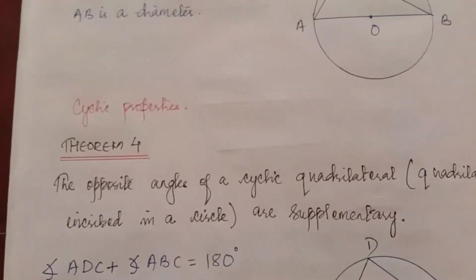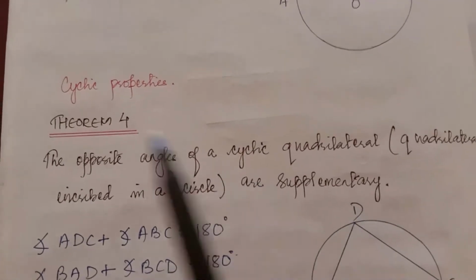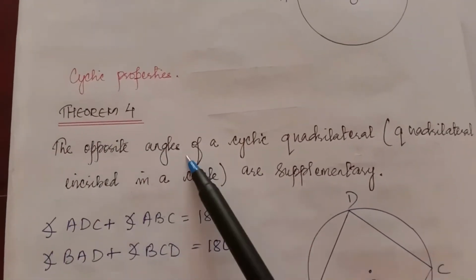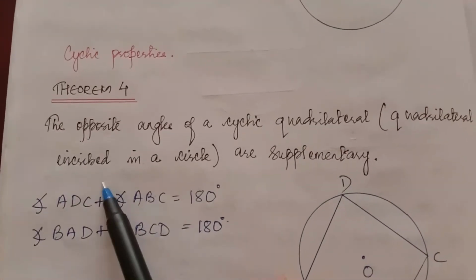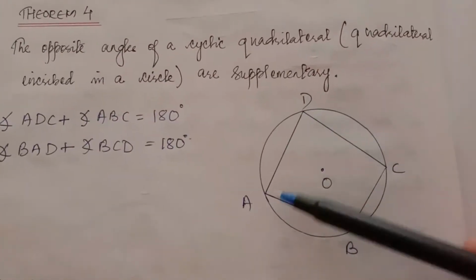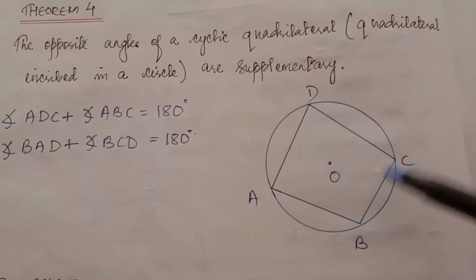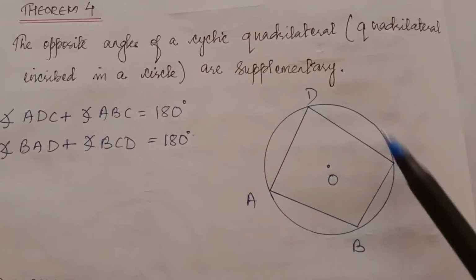Now we have cyclic properties, theorem 4: the opposite angles of a cyclic quadrilateral. Cyclic means a quadrilateral inscribed in a circle. So this is a quadrilateral, a 4-sided figure, and it is inscribed in the circle.